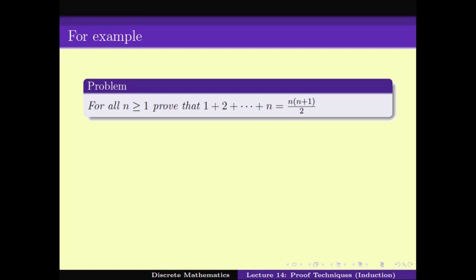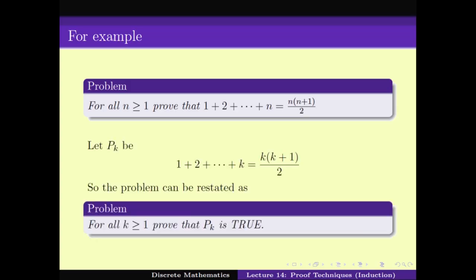So consider this problem: for all n greater than or equal to 1, we want to prove that 1 plus 2 plus up to n is n into n plus 1 by 2. Now how do you prove it? And what are the smaller statements? Now let me define Pk to be this particular statement: 1 plus 2 plus up to k equals k into k plus 1 by 2. So the problem statement can be restated as for all k greater than or equal to 1, prove that Pk is true. So here the Pk's are the subproblems. Right? So the original problem has been broken up as AND of infinitely many problems, namely the Pk's.